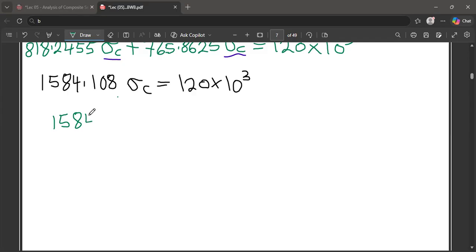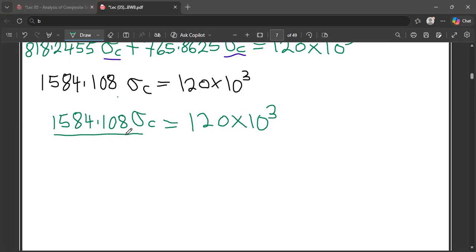1584.108 multiplying the stress in the copper tube times what is equal to 120 times 10 exponent power 3. Let's repeat the same thing as we are saying. So the only thing we do now is that we can now divide. You see, so let's divide.